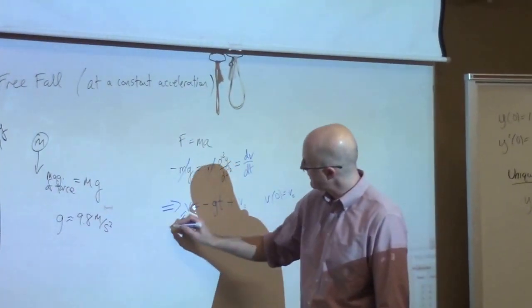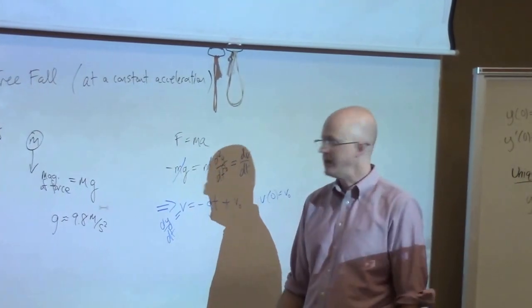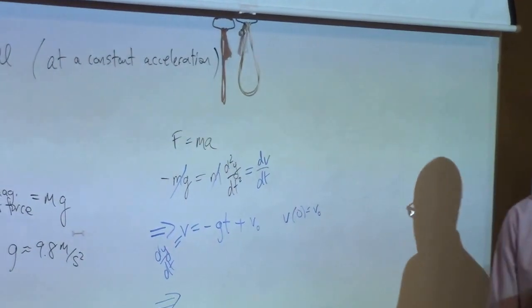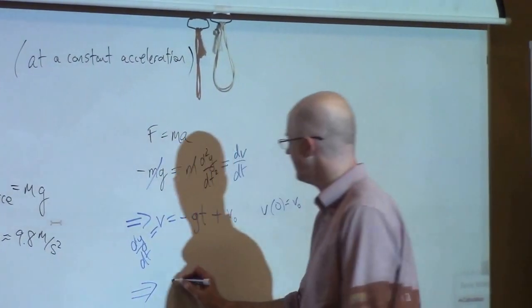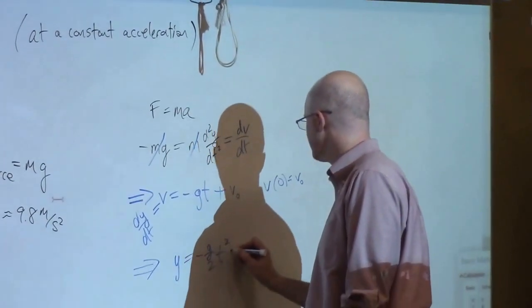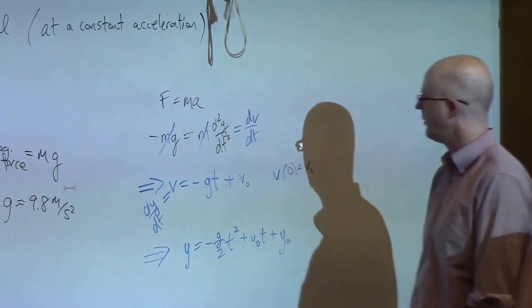v, though, is a derivative as well. It's dy/dt. So we can integrate once more. We can integrate twice with the second order equation to find the height as a function of time. y is negative g over 2 t squared plus v0 times t plus the initial height, which I'll call y0.